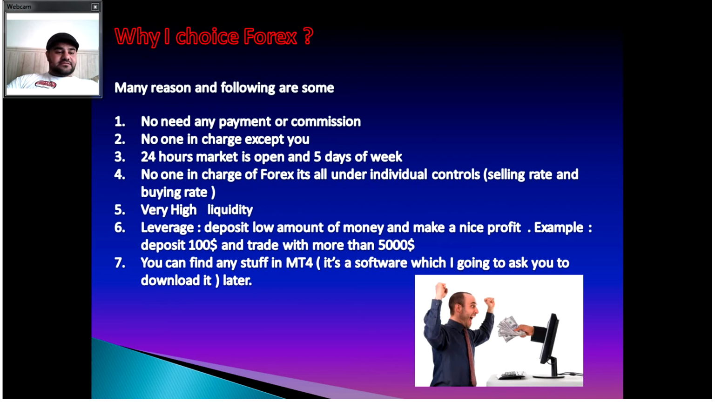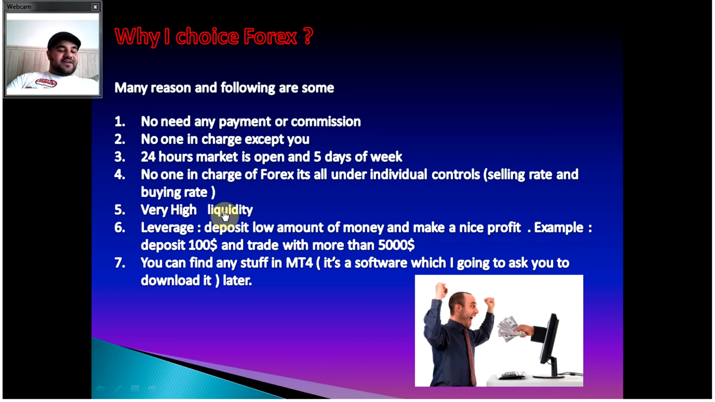Why did I choose forex? Okay, good question. There are many answers, but the best answer is that there is no need for any payment. You don't need to ask anybody to open an account for you. You can open an account at home with $100. Okay, $100, you can work with it. Number 4 and number 2 are the same as the previous point. Also, this market is open 24 hours, 5 days a week.